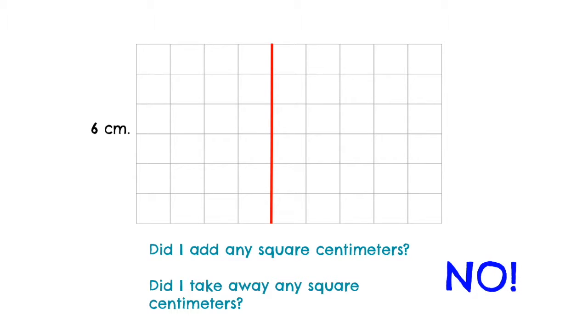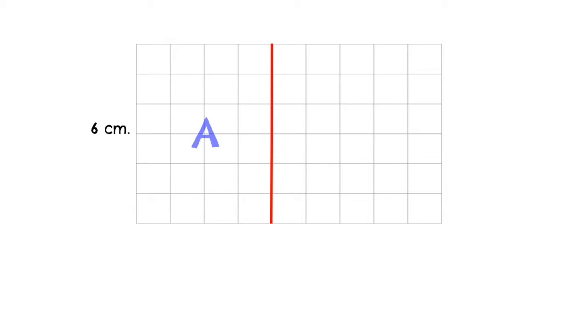Now when I look at the figure, I see two smaller rectangles. This will allow me to find the length and width of each and make calculations easier. I label each smaller rectangle with a letter A or B so that I know the difference between them. Let's find the area of these smaller rectangles.